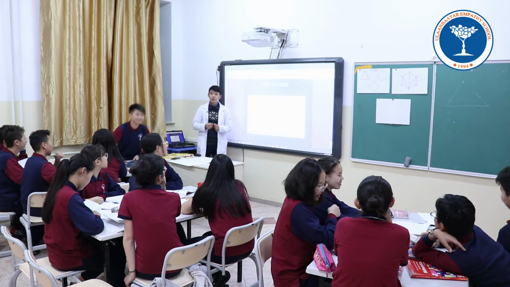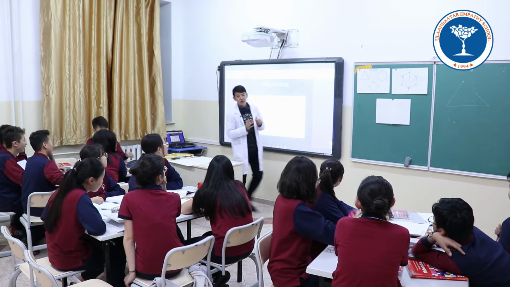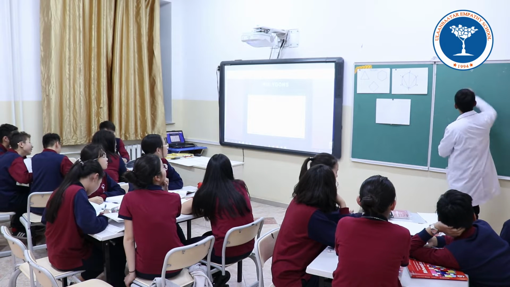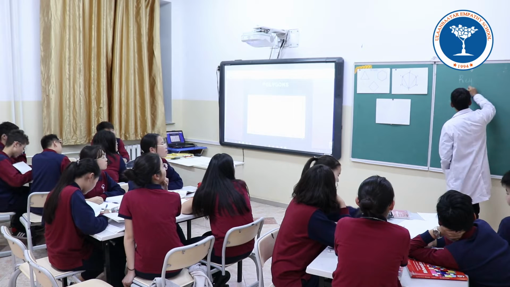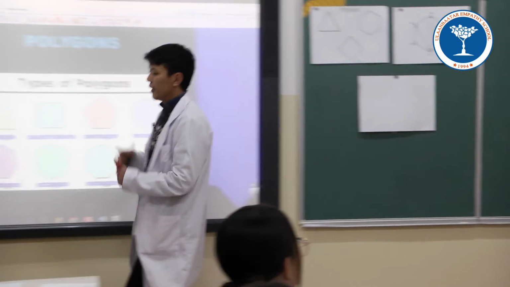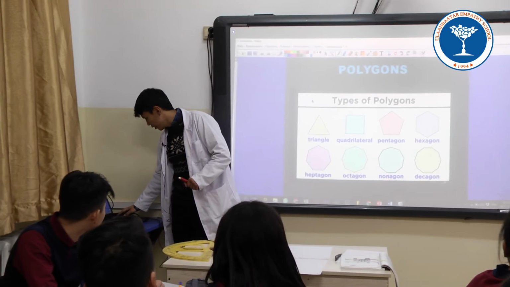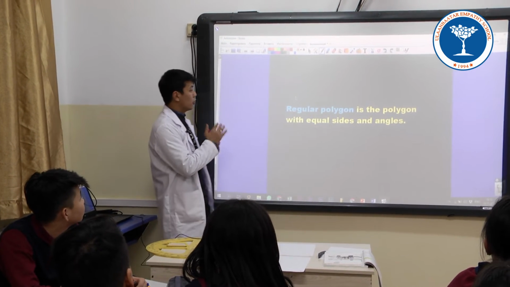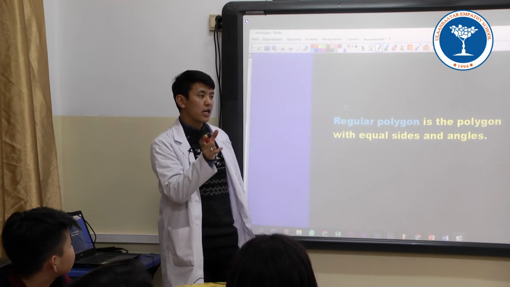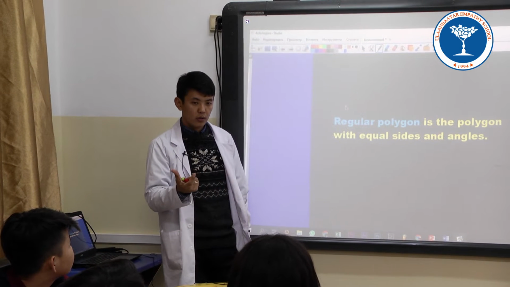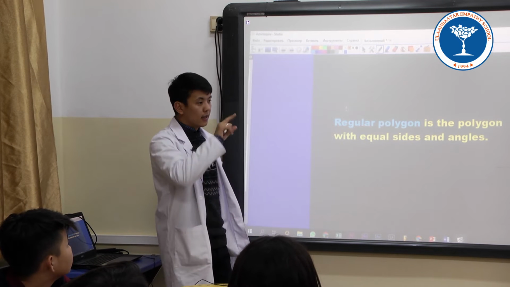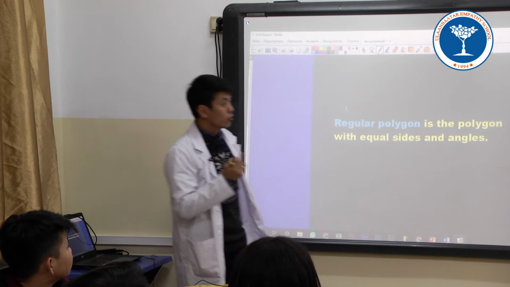Now, there are types of polygons. The first type is regular polygon. What does regular mean? Let's write it now. Regular polygon. It's a special polygon. A regular polygon is a polygon with equal sides and angles. It means all sides of that polygon are equal to each other, and the lengths of the sides and the measurements of the angles are also equal.